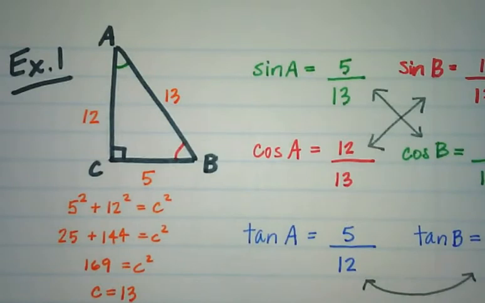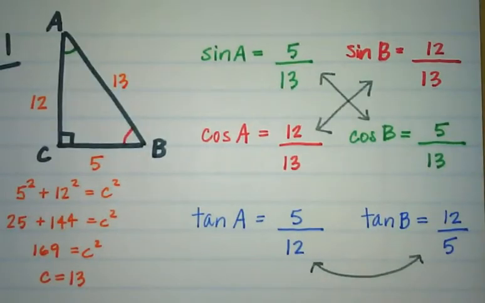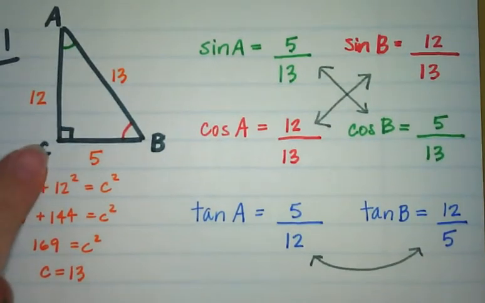All right, now you might be asking why we're not doing sine, cosine, tangent from angle C. Well, we know what angle C is. It's 90 degrees. So there's no reason for us to find the sine, cosine, or tangent from angle C, because we already know that angle C is 90 degrees.